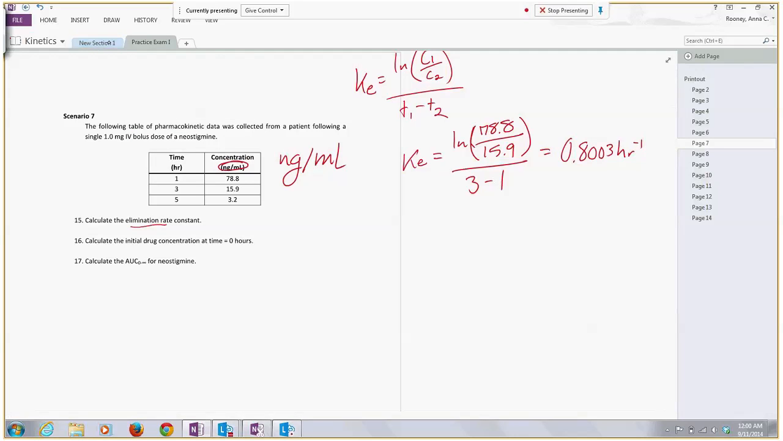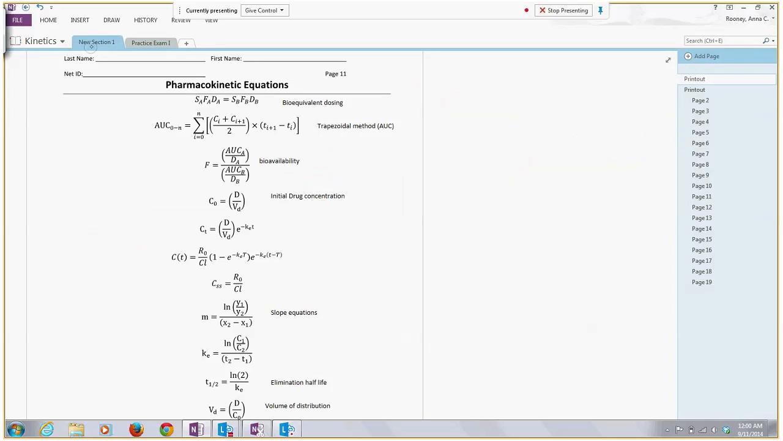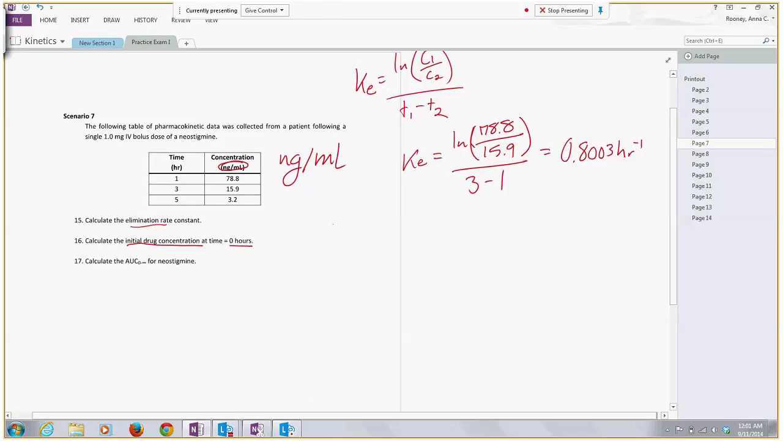Okay, so the second one asks you for the initial drug concentration at time 0 hours. So you're going to use this equation with this equation, just like we did earlier. You're going to substitute that there, put that in there, and then find the time and put it there. And we just found the rate constant. If that's confusing, I will explain. So number 16.